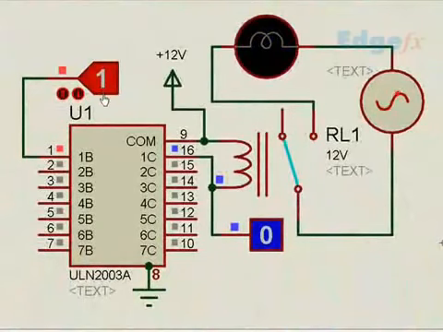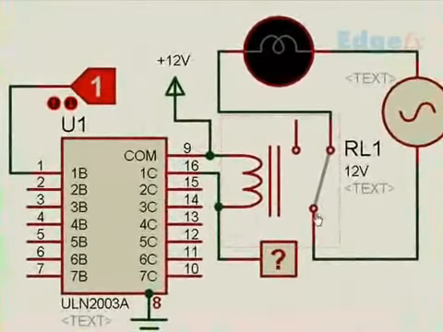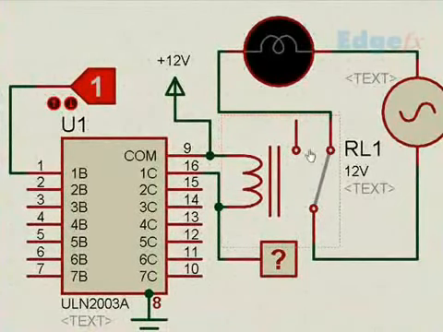As per your requirement, you have to use either the NC contact or the NO contact. This is called the NC contact, this is called the common contact, this is the NC contact, this is normally closed, and this is called the NO contact, based on which your load will be switched on or switched off.